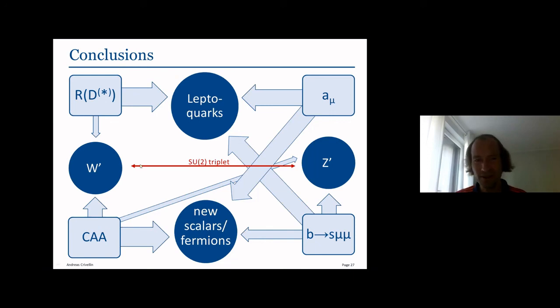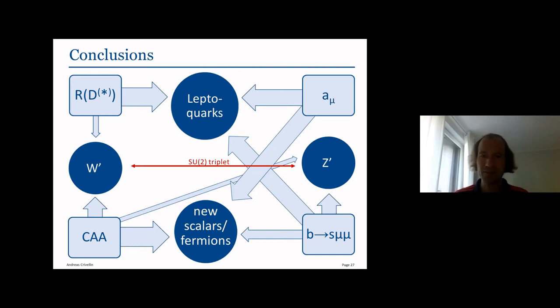As you have seen here, for example, you can also combine a W prime and a Z prime in a triplet, which allows for nice combinations. But anyway, if you confirm or disprove some anomalies in the future, this will bring us much closer to what model could supersede the standard model.